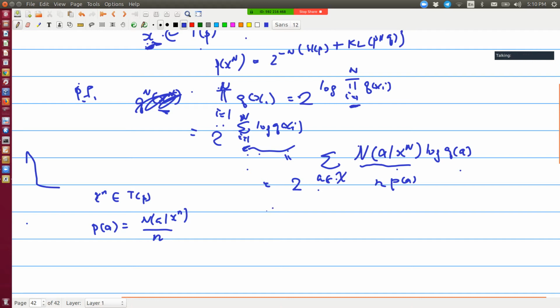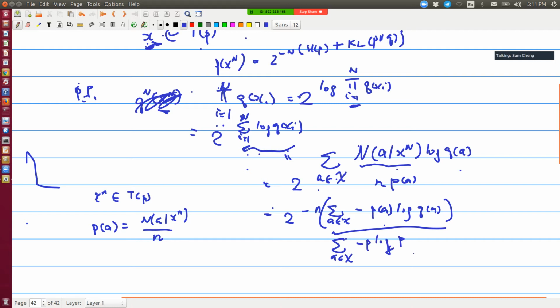So then, therefore, I have 2 to the minus n, sum over a in X, I put a minus inside also, P(a) log Q(a), and I pull n out. Then this one I can write as a sum over a in X of minus P(a) log P(a), just like what we did earlier, minus P(a) log Q(a). So this will be equal to that.